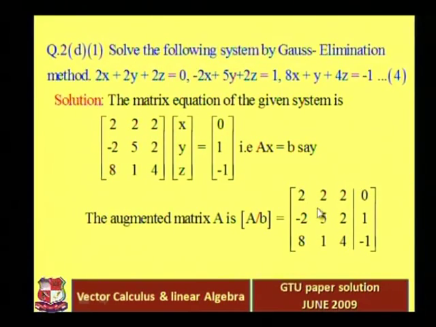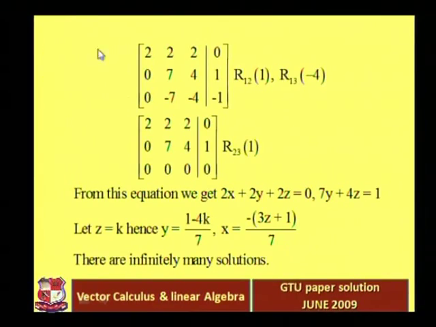So here is our first process. We multiply the first row with 1 and add into the second row, and we multiply the first row with minus 4 and add into the third row. Because 2 is our leading entry, below that leading entry we want to make 0, that means we want 0 here and here. So that's why we multiply the first row with 1 and add into the second row, and multiply the first row with minus 4 and add into the third row. So the first row is as it is, 2 2 2 0.